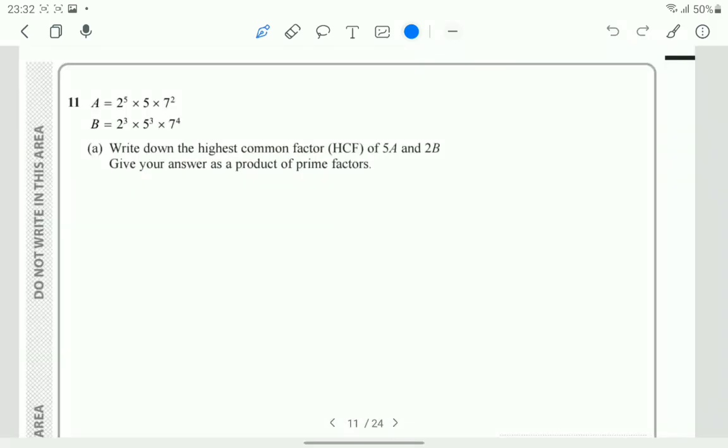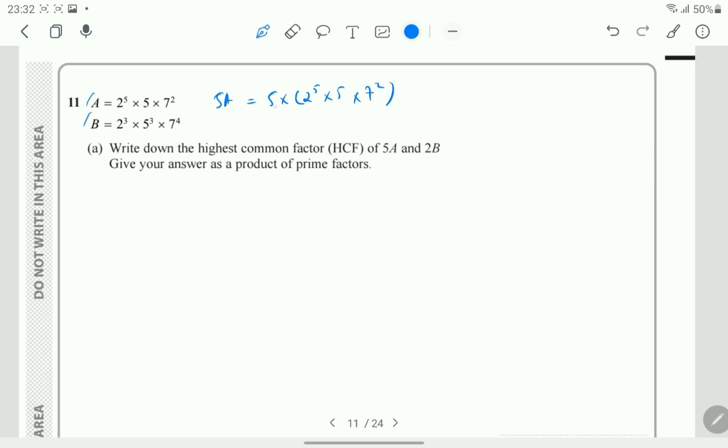Of the 11th question of the exam, write down the highest common factor of 5a and 2b. Give your answer as a product of prime factors. Sorry, we have a and we have b. Now we don't have 5a, so let's find out 5a. 5a would be 5 multiplied with a, which is 2 raised to the power 5 into 5 into 7 square.